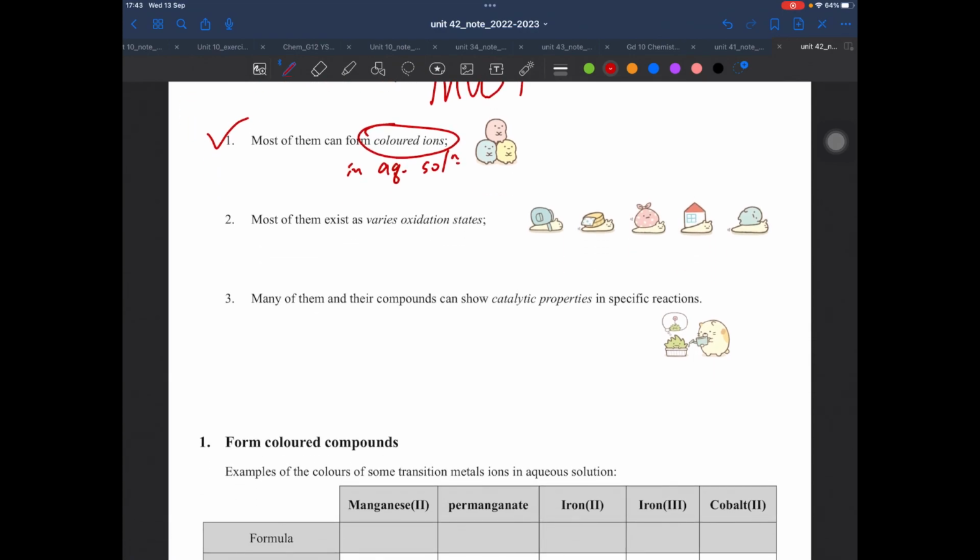The second one is, they got various oxidation states. That means more than 1 oxidation number is allowed. Iron 2 and iron 3 is a good example. The oxidation number of iron can be positive 2 or positive 3. This is not allowed in group 1 or group 2 elements.